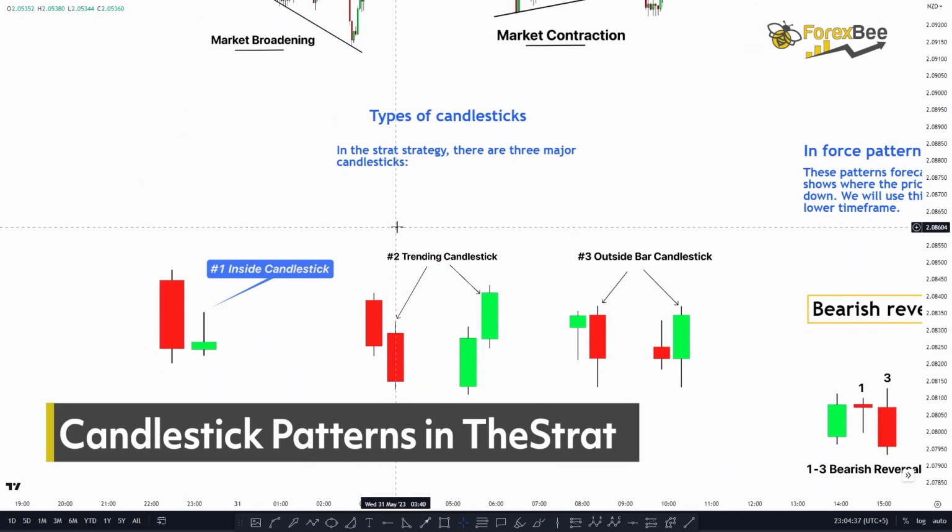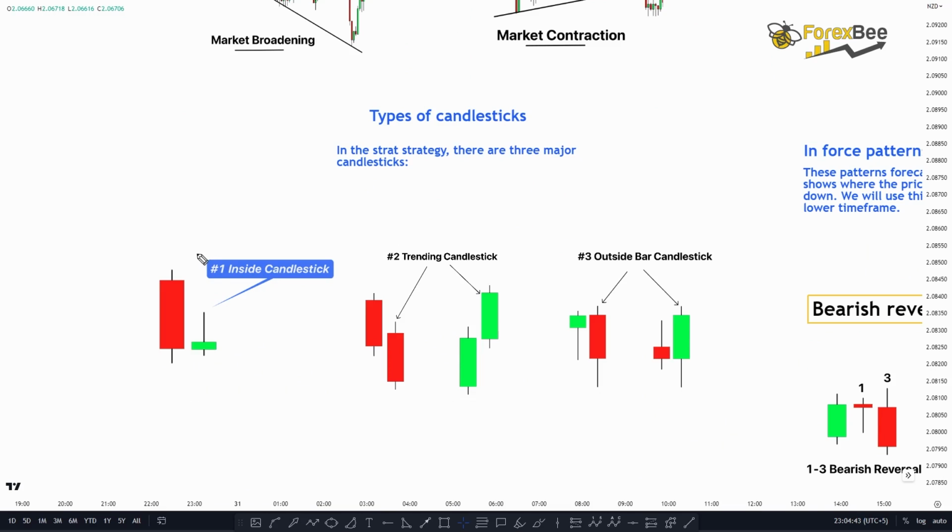As I said earlier, the strat patterns are nothing but different candlestick patterns that are combined to form different combinations of the market structures that give us the predetermined or expected outcome. The first candlestick pattern that we need to learn is the inside candlestick. In the inside candlestick, as you already know, the next candle is totally within the range of the previous candle. We can see that the high and low of this previous candle is above the high and below the low of this next candle.